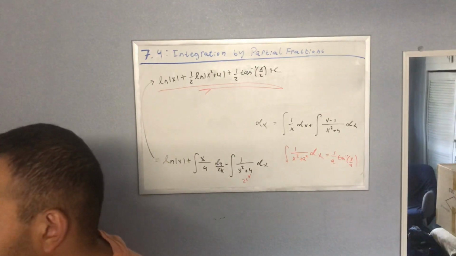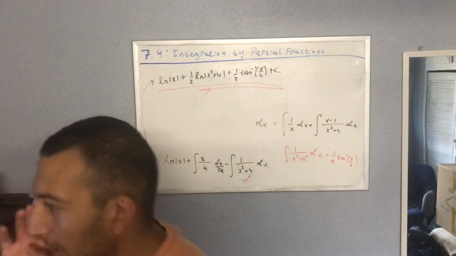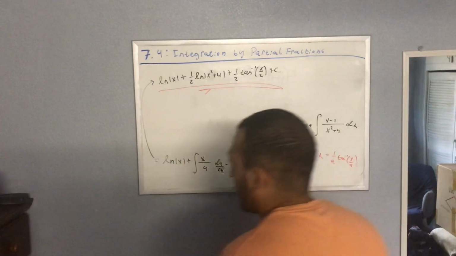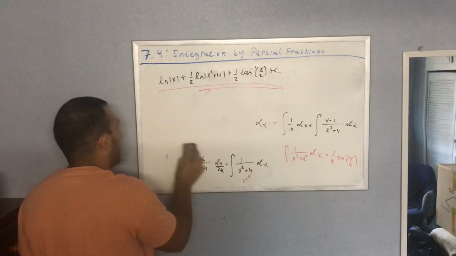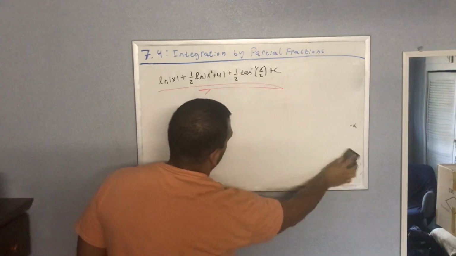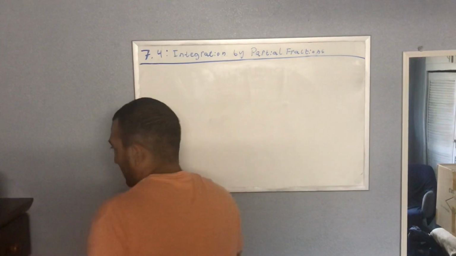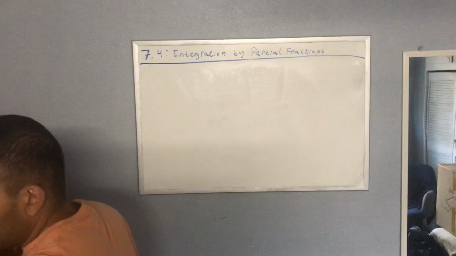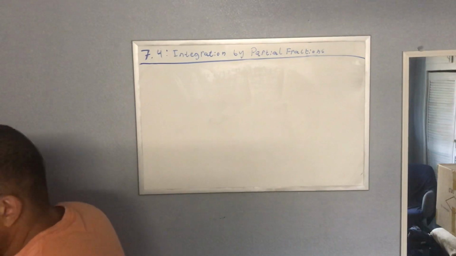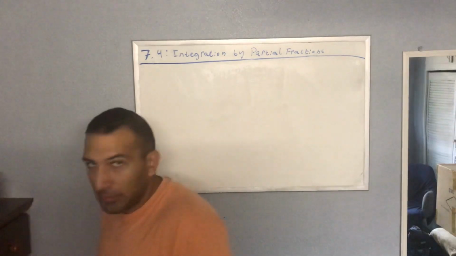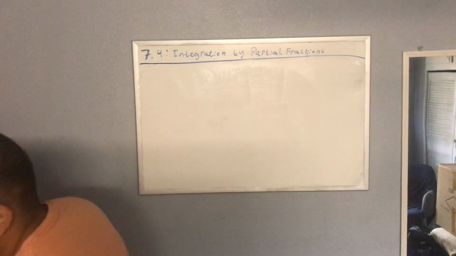So then the other case that we get is if we have a repeated, just how we had a repeated linear factor, we can have repeated quadratic factors. So in this case, we do the same thing as with the linear case. So let me just show you what I'm talking about.